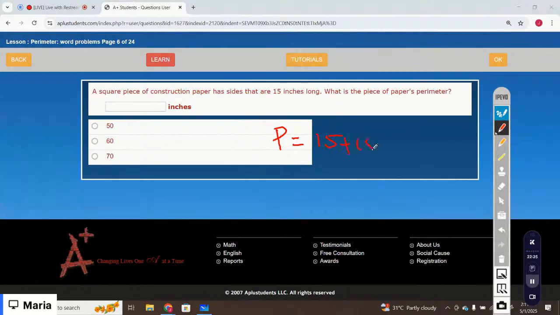A square has all four sides equal in measurement. So you need to add 15 plus 15 plus 15 plus 15. So together they make 60. Option number 2 is the correct option, that is 60.